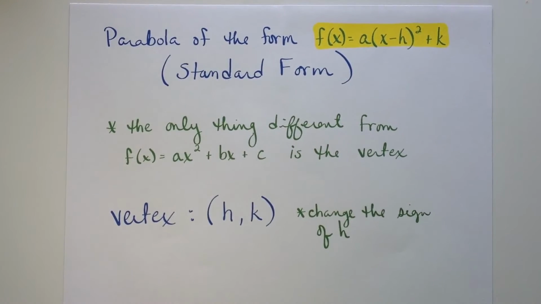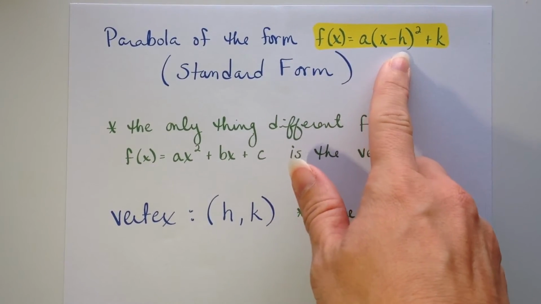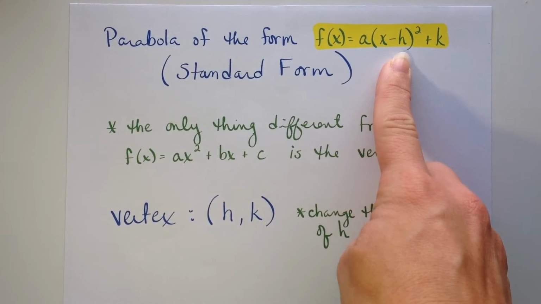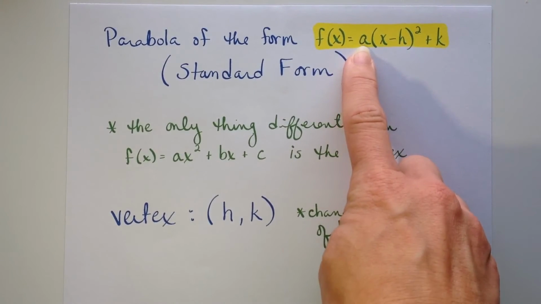Now this would also be the way that you would see it if you were asked to graph it using your transformation rules. You see where this would be like a stretch or a shrink.